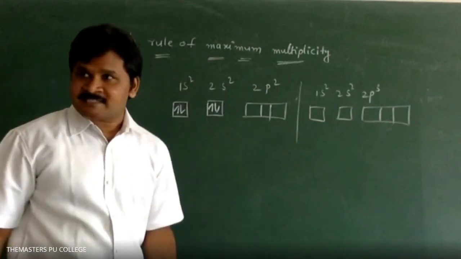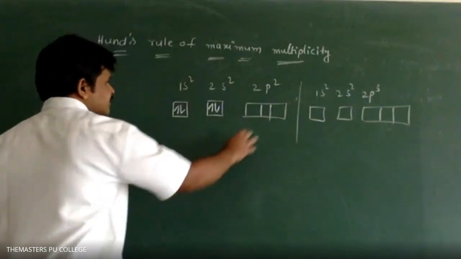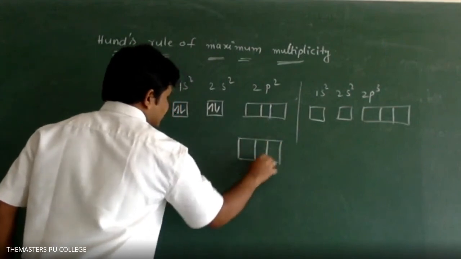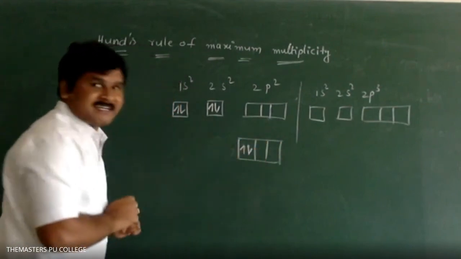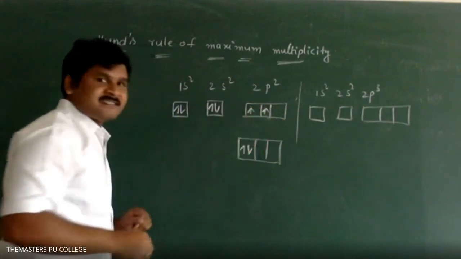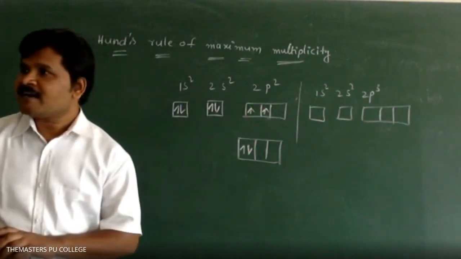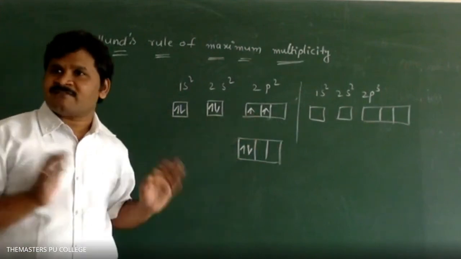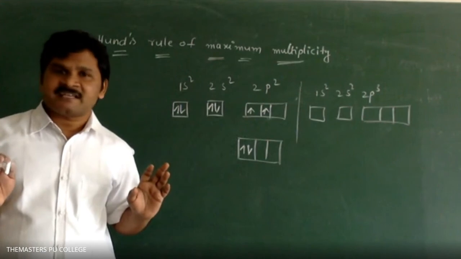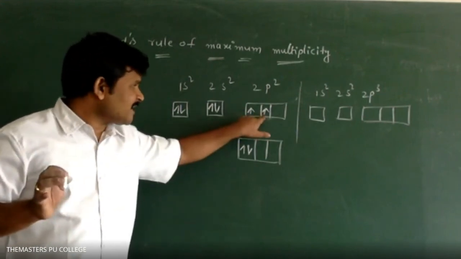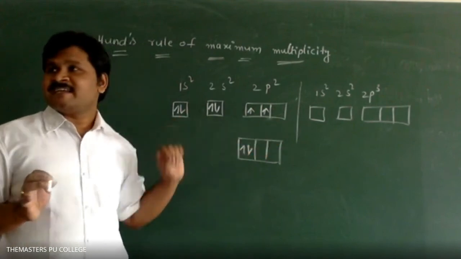How to write? Generally, students have 2 options. You can write the 2 electrons together in one box, or you can write them separately like this. So, which is the correct one according to Hund's rule? This is the correct one. That is the statement of Hund's rule: electron pairing takes place when all available degenerate orbitals are occupied by 1 electron each. Then only electron pairing takes place.